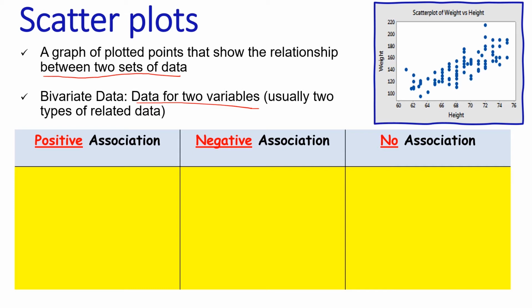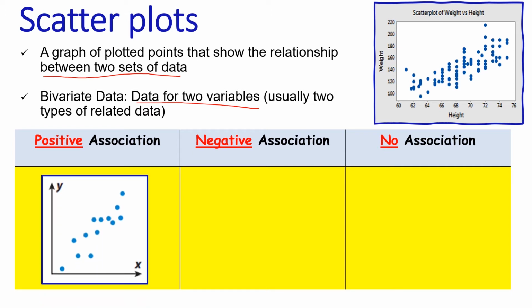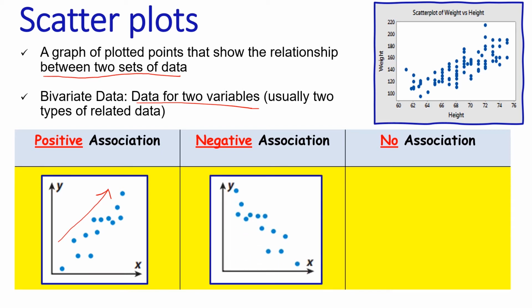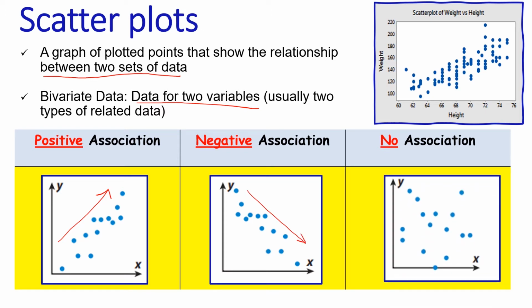And we have three types of association with scatter plots. We have a positive association, and think about how we read. We read from left to right. This graph goes up from left to right, so that is why this is a positive association. Of course, the negative association would be going down from left to right. And then we also have just a scatter association, or no association at all. And so we have these three types of scatter plots here.